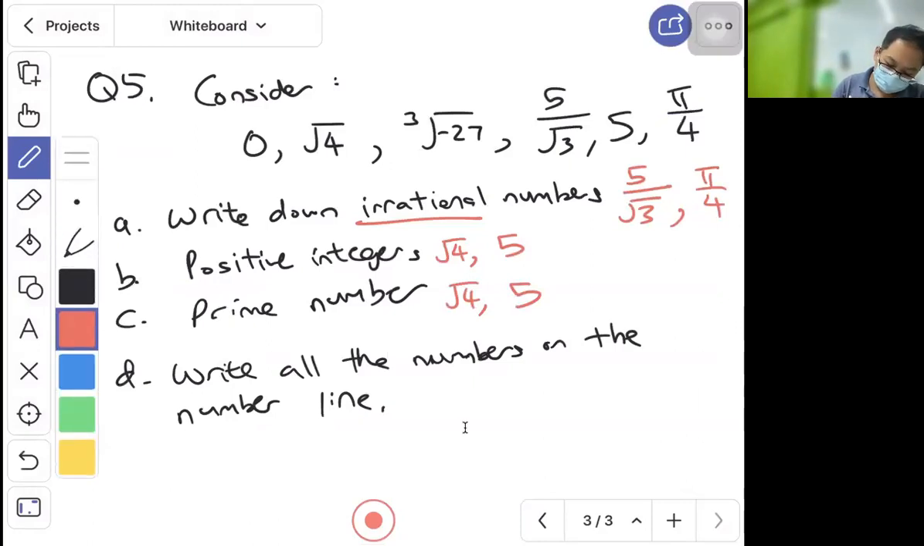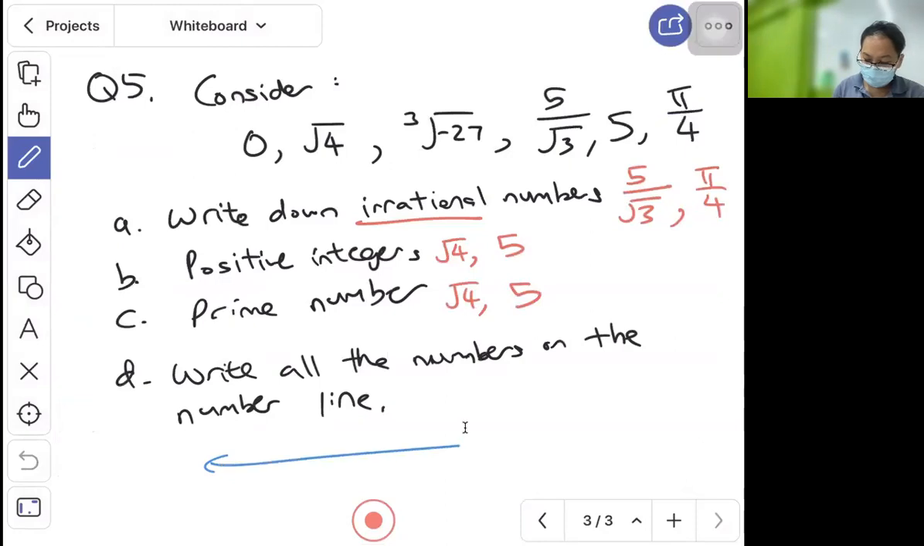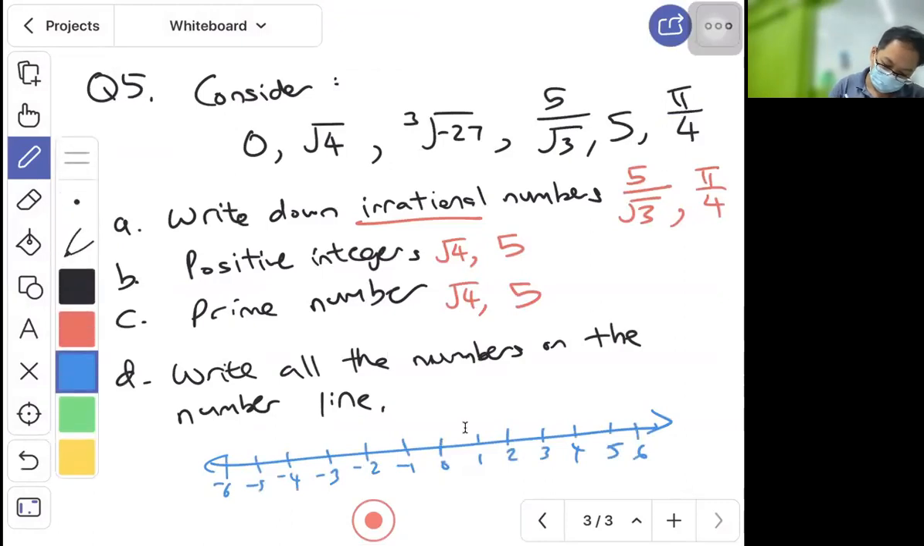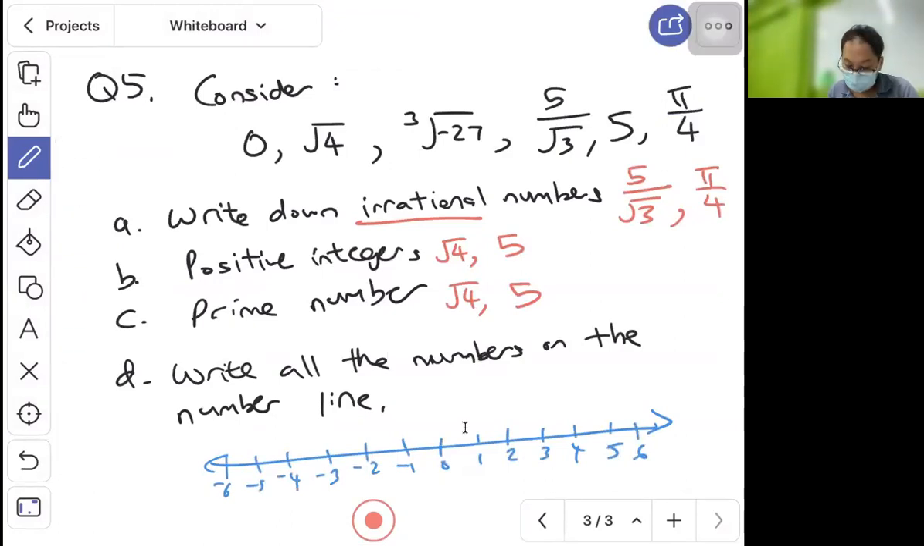Part B, write all the numbers on the number line. So here, number line: 0, 1, 2, 3, 4, 5, 6, negative 1, negative 2, negative 3, negative 4, negative 5, negative 6. Then you can mark. So here is your cube root of negative 27. So you can mark your 0. Then you can mark somewhere here, this is pi over 4. Then this square root 4. Then here is 5 over square root 3. And here is 5. So done.